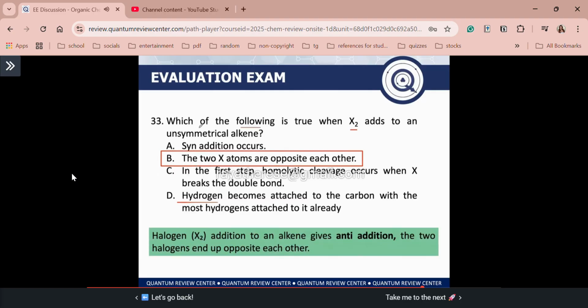So, halogen addition to an alkene, or halogenation, gives an anti-addition product where the two halogens end up opposite each other. So for 33, our answer is letter B.